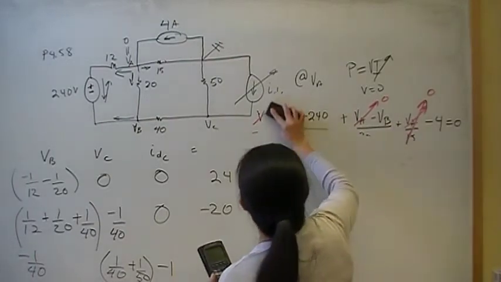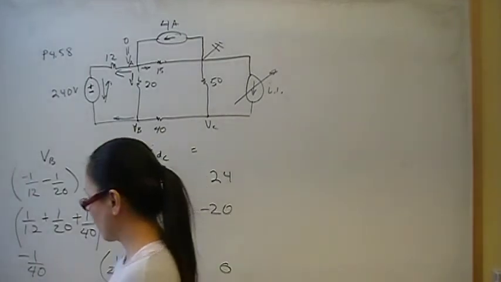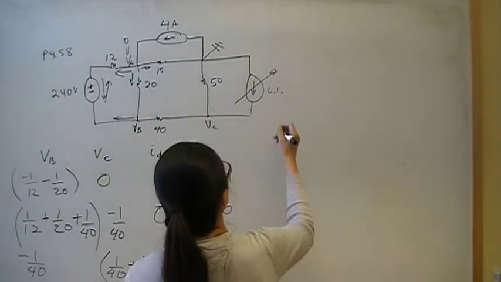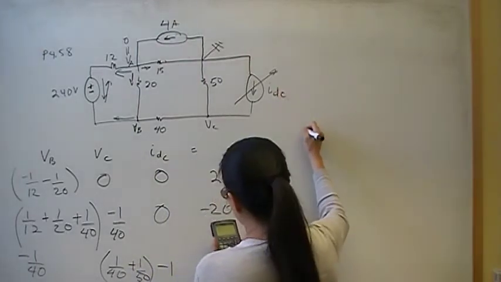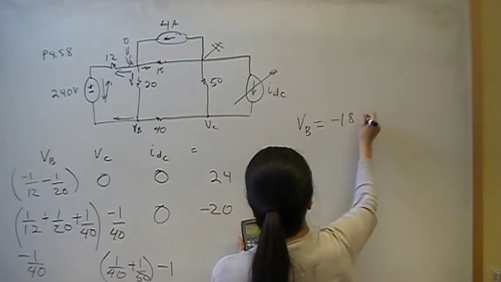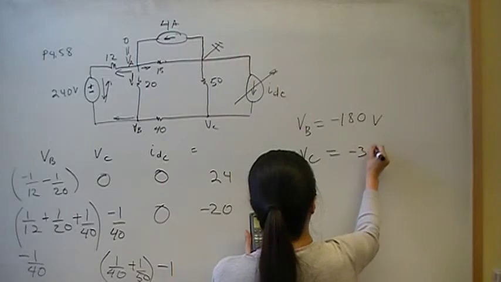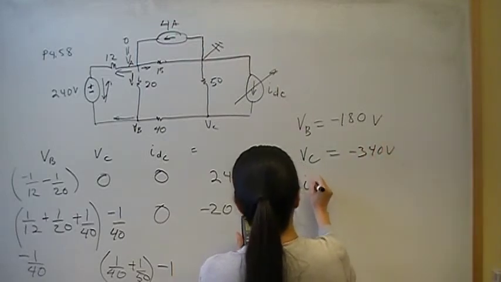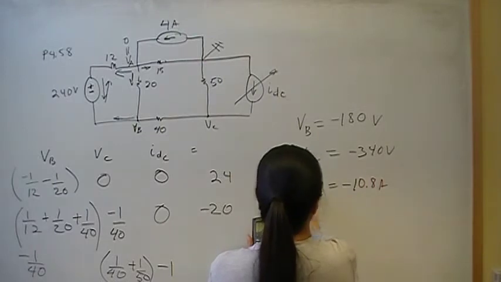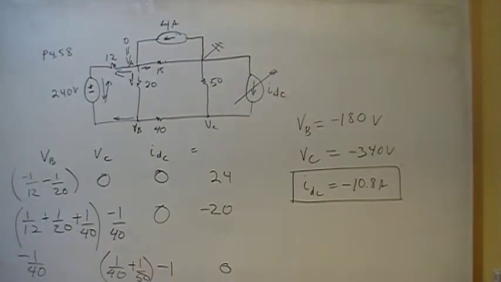So the answer to this problem then is going to be, when you solve that matrix, you find that VB is negative 180 volts, and VC is negative 340 volts, and IDC is negative 10.8 amps, and that's what we were looking for, and that's the answer to the problem. And by the way, this problem is entirely solvable by mesh.